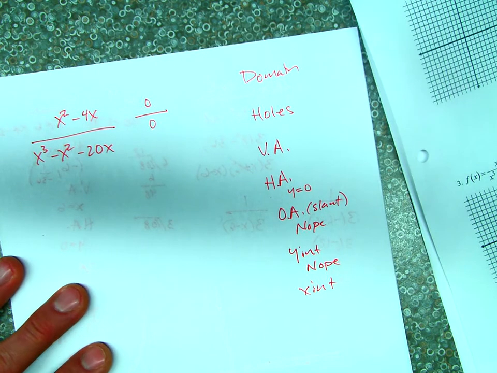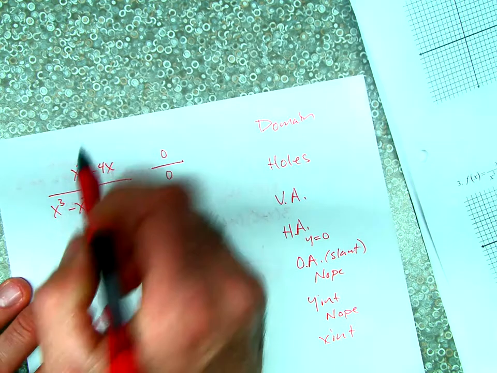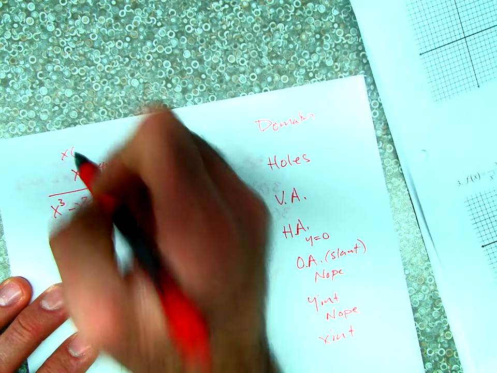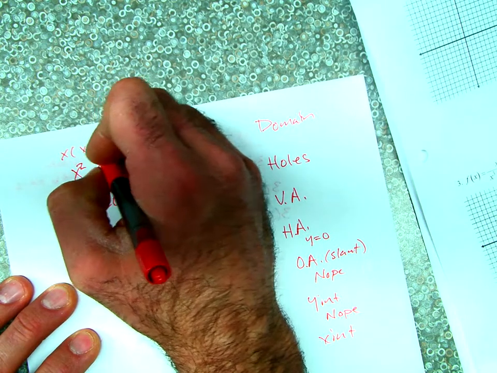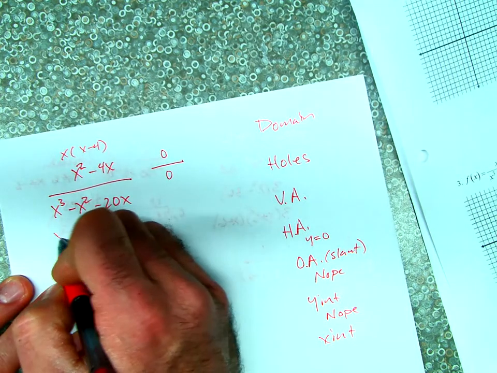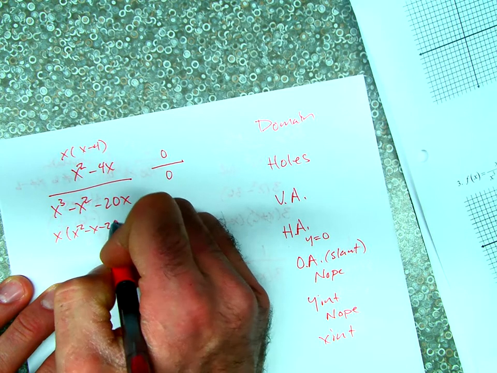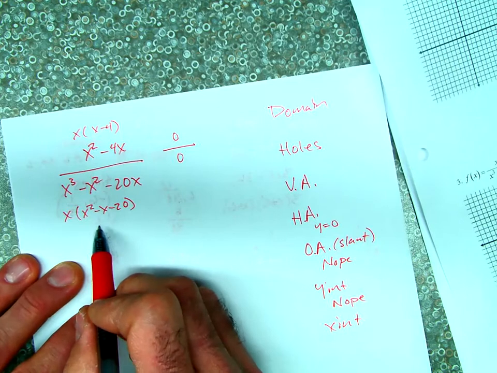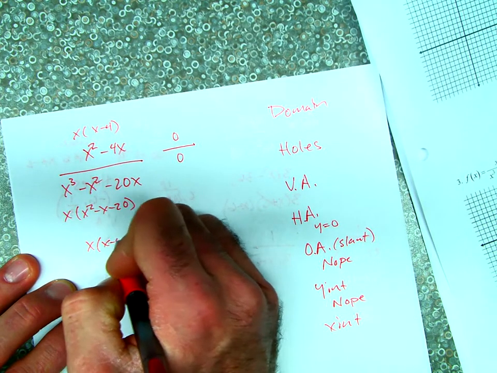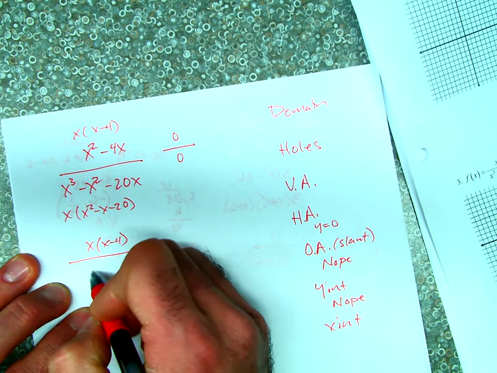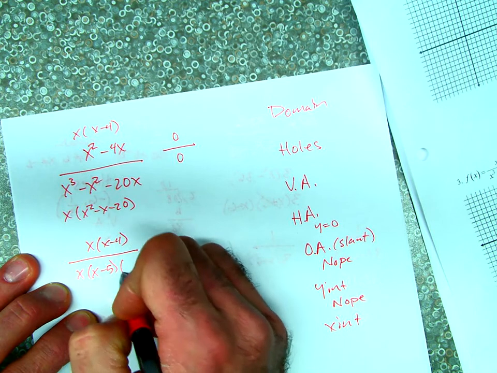Okay, now to do anything else, we need to factor everything. So I can pull an x out. I have a GCF of x. What's left after I pull out an x? X minus 4. And on the bottom, I can pull out an x. What's left? Okay, then we can do x games with this. X minus 4, x minus 5, x plus 4.